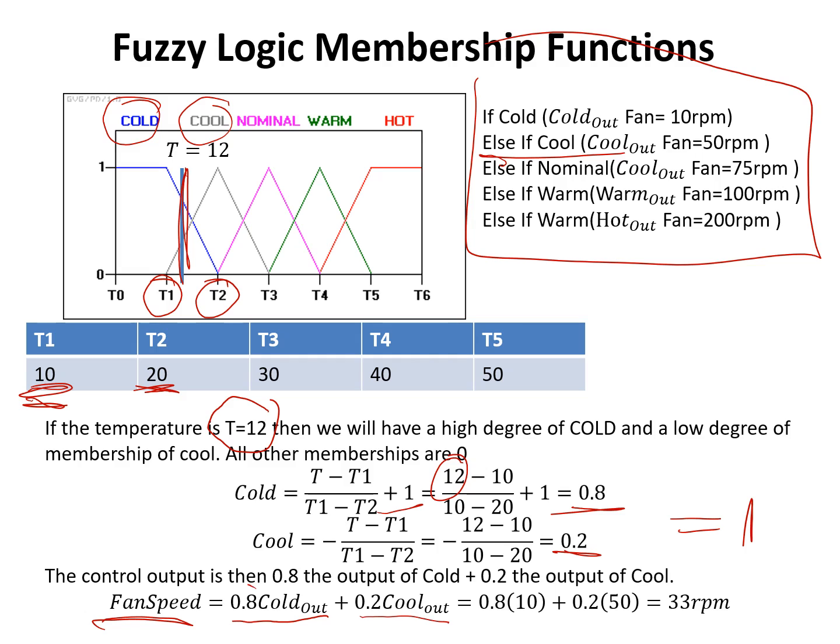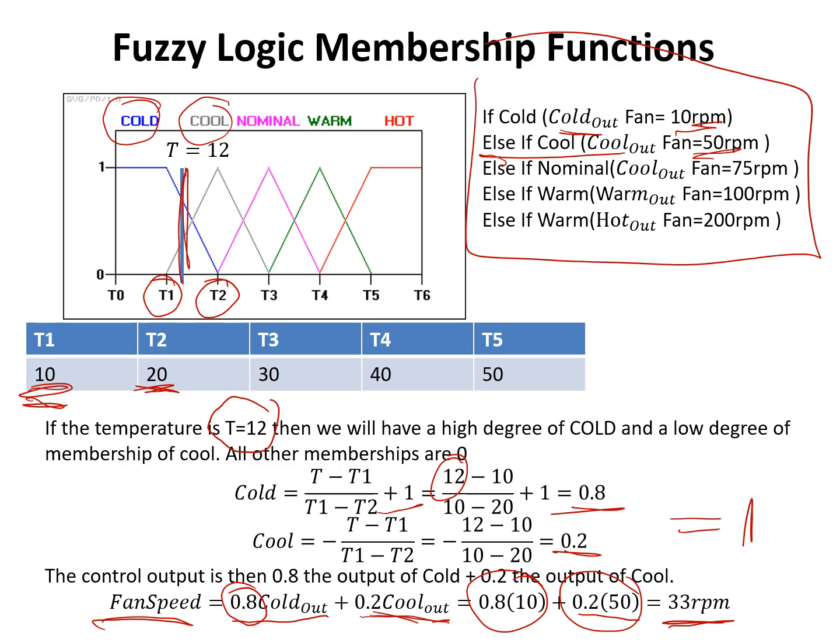Because we have an 80% membership of cold, we say that the output must be 80% of its output. And of cool, we have a 20% membership, so we'd say the output is 20% of that. So if we look at the respective fan speeds, for cold, the fan speed is 10 RPM, and for cool, the RPM is 50. So then we say 0.8 times 10 plus 0.2 times 50, and what we get out is a value of 3.3.